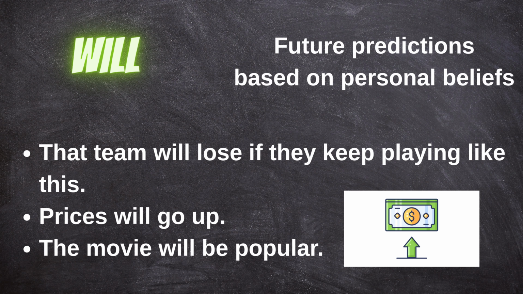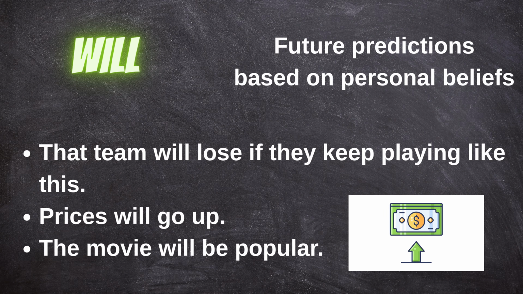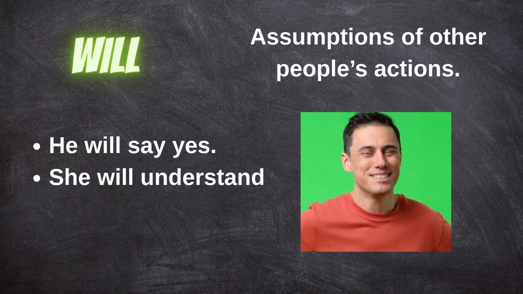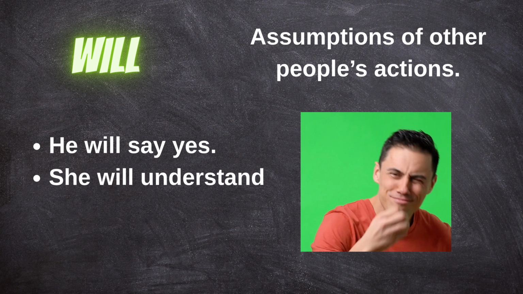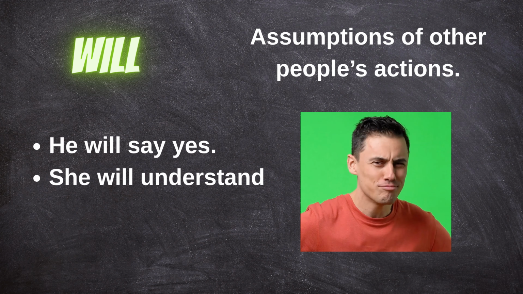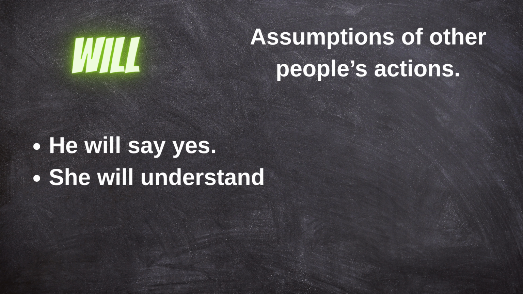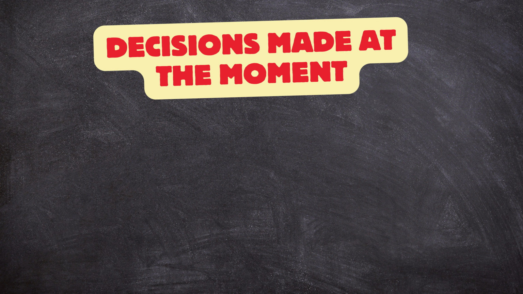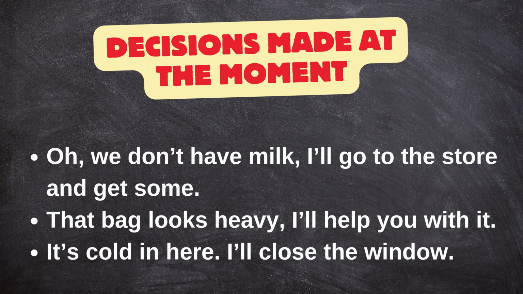That team will lose if they keep playing like this. Prices will go up. The movie will be popular. This also includes assumptions that we have of other people. He will say yes. She will understand. Aside from using will for the future based on personal opinions, we can also use it for decisions made at the moment, just like the sentences.